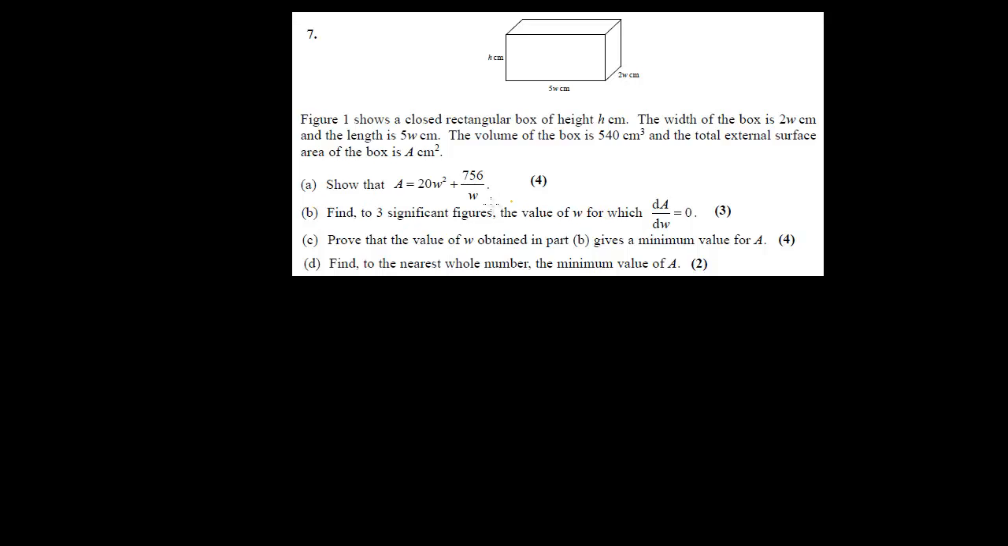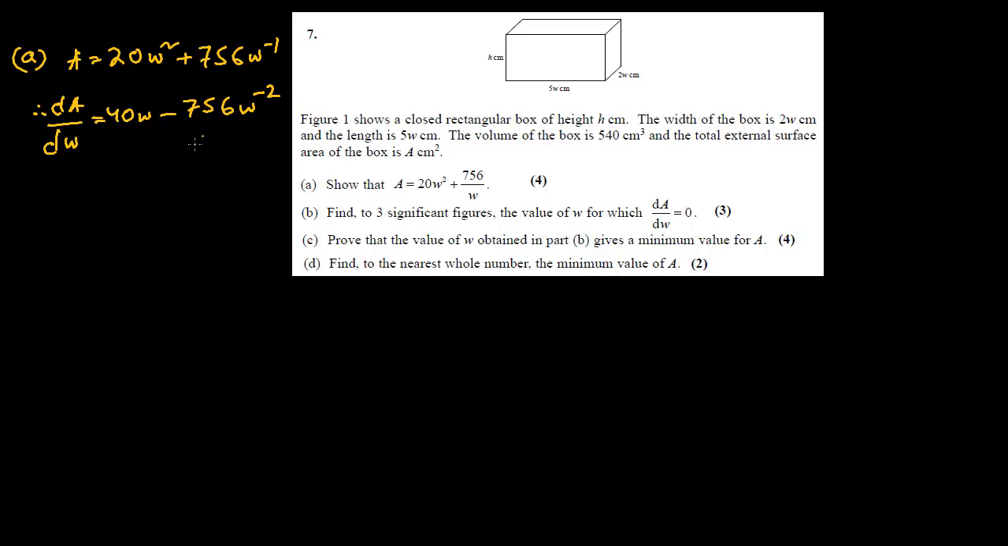In question number B, we have to find the value of W where we have the minimum value, that means the gradient is 0, dA by dW. So let's find the value of the derivative. A is 20W squared plus 756 W to the power minus 1. It is important to bring the variable upstairs. So the derivative is dA by dW equals 20 into 2 is 40W. Then 756 into minus 1 is minus 756, W to the power n minus 1, this would be W to the power minus 2.